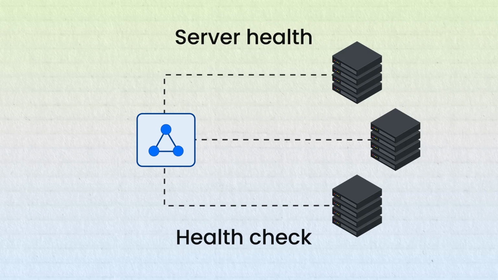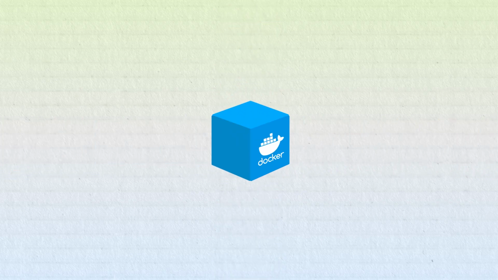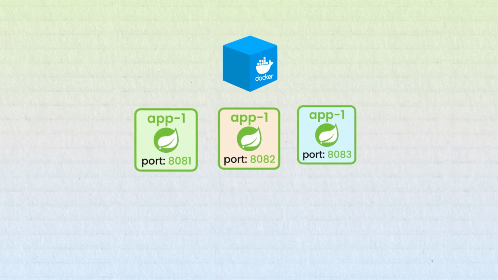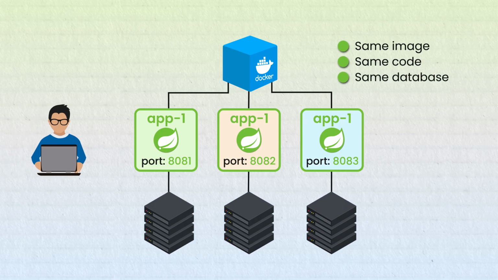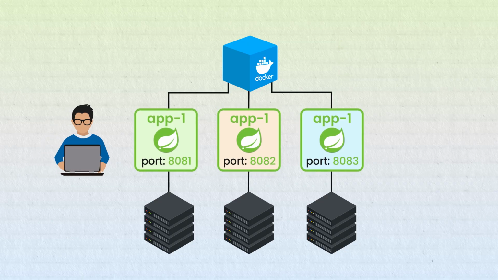Let's connect this to Spring Boot. Imagine you package your Spring Boot app as a Docker image. Then you run 3 containers from the same image. All 3 apps have the same code. They connect to the same database, but users don't need to know about these 3 ports.